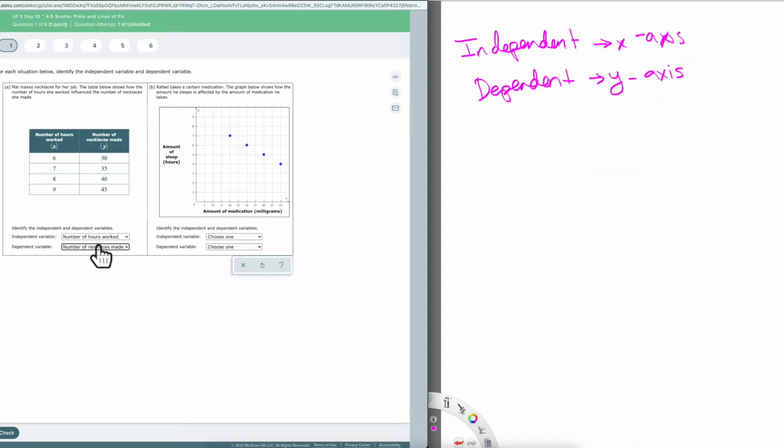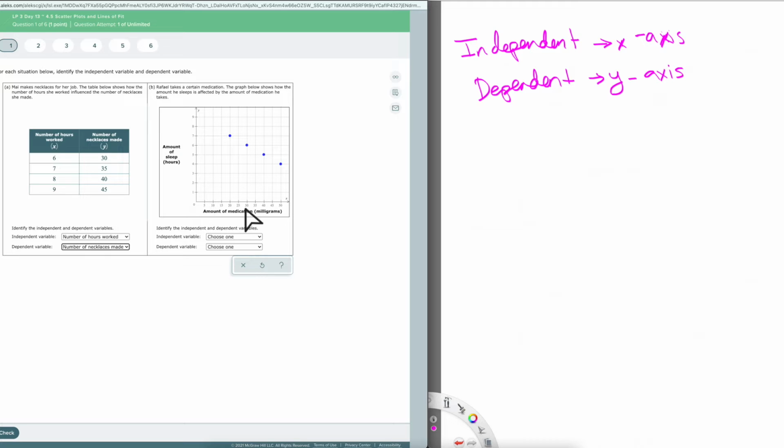All right, let's look at this one. It says Raphael takes a certain medication. The graph below shows how the amount he sleeps is affected by the amount of medication he takes. So we have amount of medication on the bottom here, and we have amount of sleep on the side here. Remember, this is our x-axis, this is our y-axis, and I know I already kind of gave you that idea here, x and y-axis for independent, and that's how it's always going to work out. So the amount of medication is on the x-axis, so that's going to be our independent variable. And the amount of sleep he gets is dependent upon the amount of medication he takes.